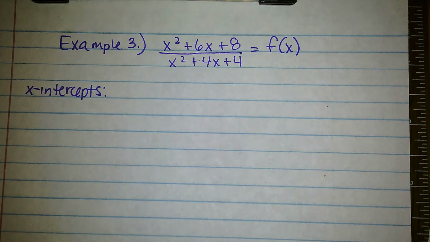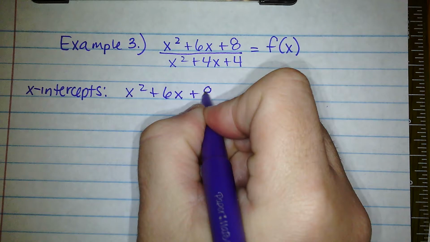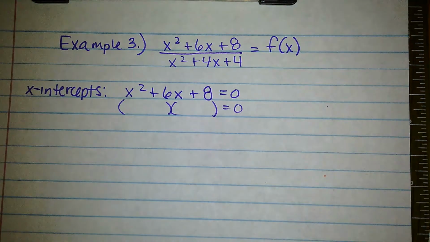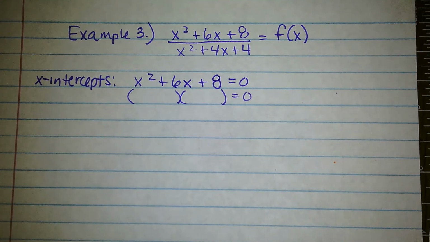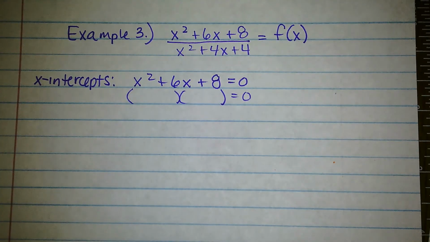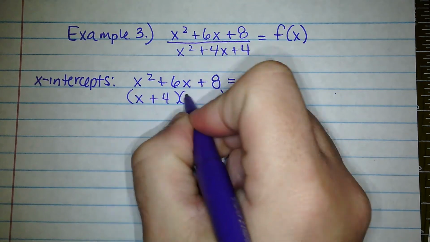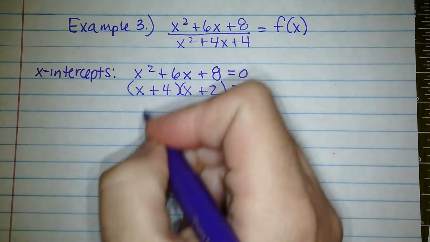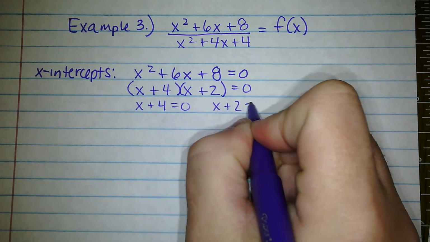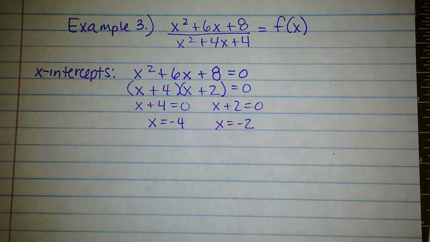Remember to find the x-intercepts. We're going to take the numerator and set it equal to 0, and then factor. So we are going to factor and solve to get the zeros. That's only in the numerator. Factors of 8 that add to 6 are 4 and 2. So we're going to have x plus 4 and x plus 2. We're going to solve these by setting them each equal to 0.